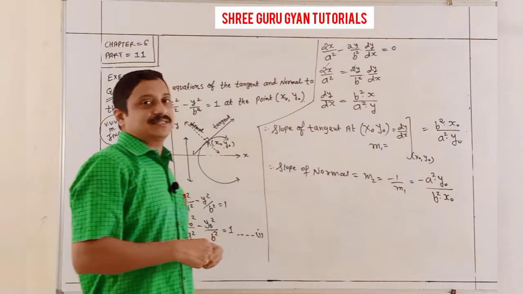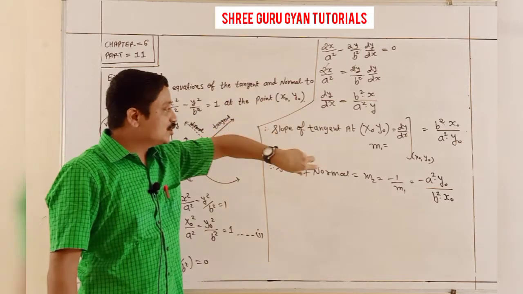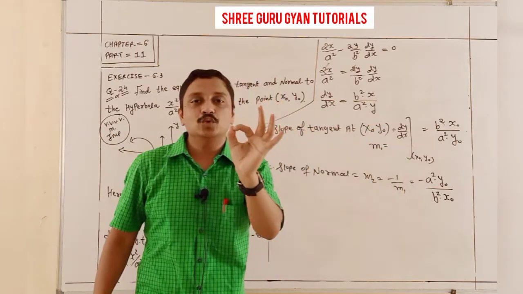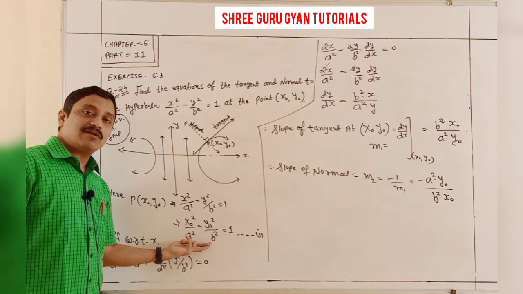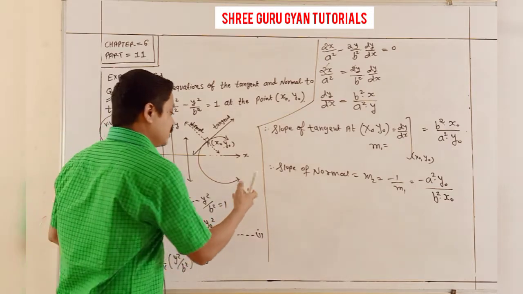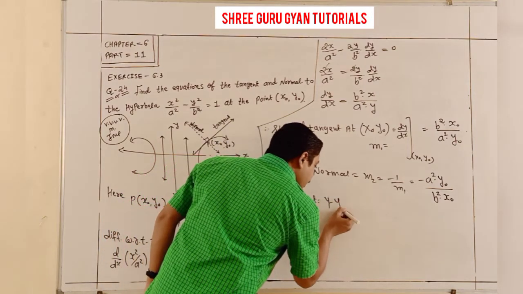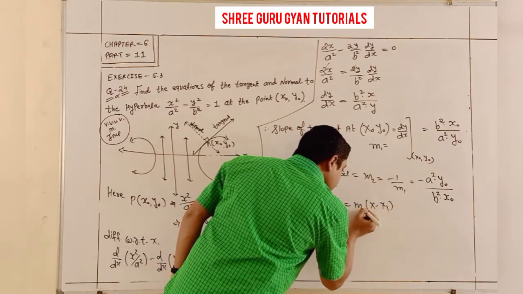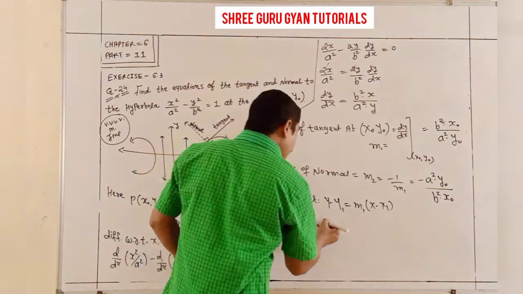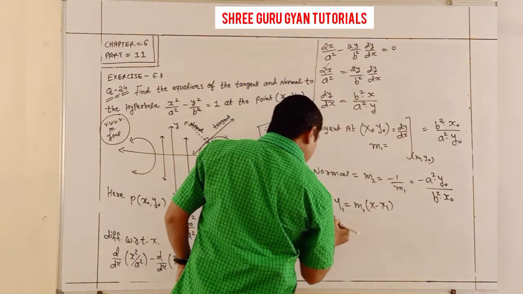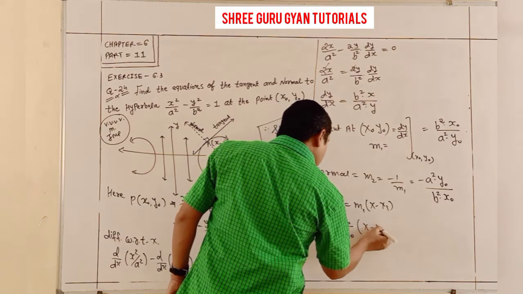Now students, I start the first part, the equation of the tangent, having the slope and passing through x0, y0. Further calculation will definitely utilize equation number 1. Therefore, I derive this first. So the equation of the tangent: y minus y1 is equal to m1 times x minus x1. Here y1 is y0, the slope of the tangent m1 is b square x0 upon a square y0, and x1 is x0.